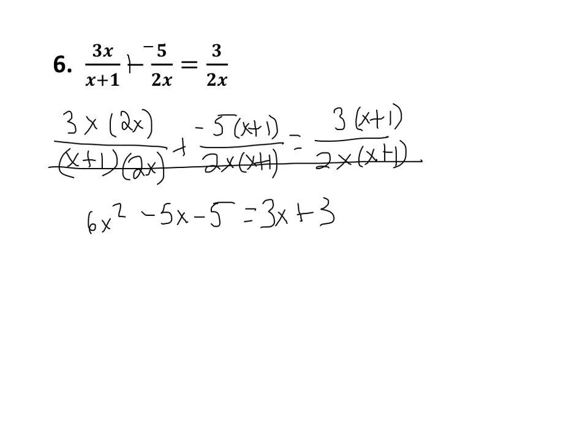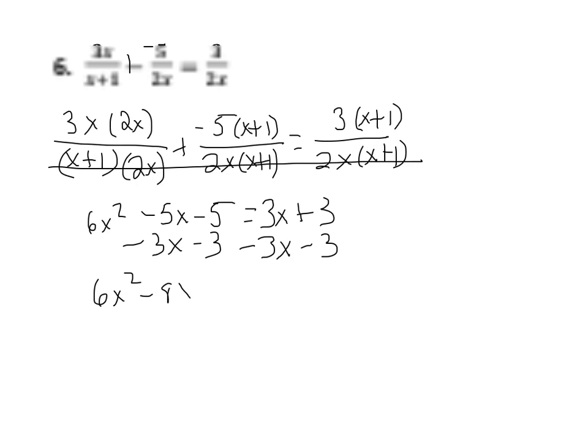So do we see how when we get that same denominator, we can just get rid of it here? Okay? Now we solve this. So get it equal to 0. So you get 6x squared minus 8x minus 8 equals 0. You can divide all those by 2. So you get 3x squared minus 4x minus 4 equals 0.